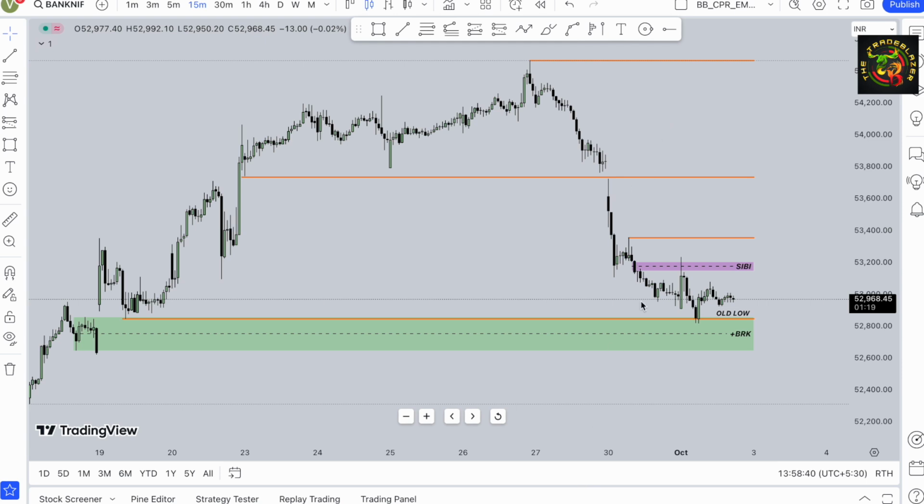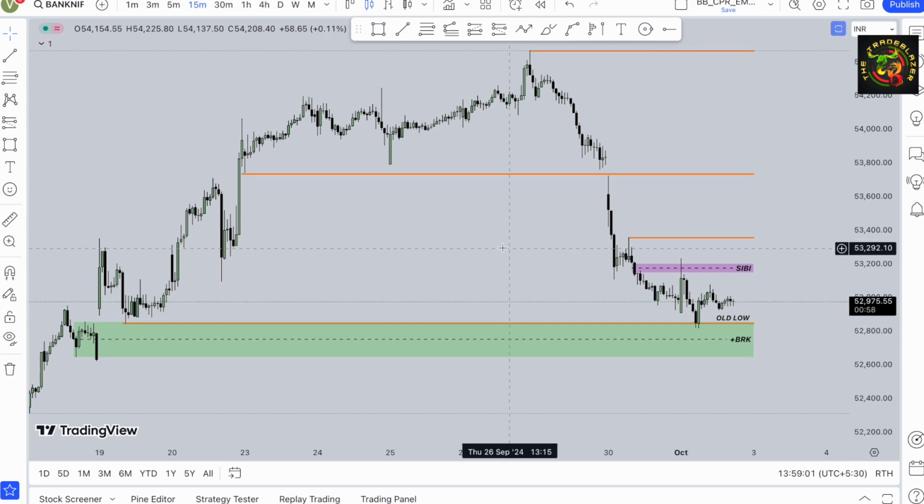Having said that, these are some of the important levels for today's intraday trading that I have drawn. You can see here, this one over here is a bullish breaker block, which can possibly act as a support, right? There is this old low, below which we can expect some sort of liquidity collection by Bank Nifty, right?